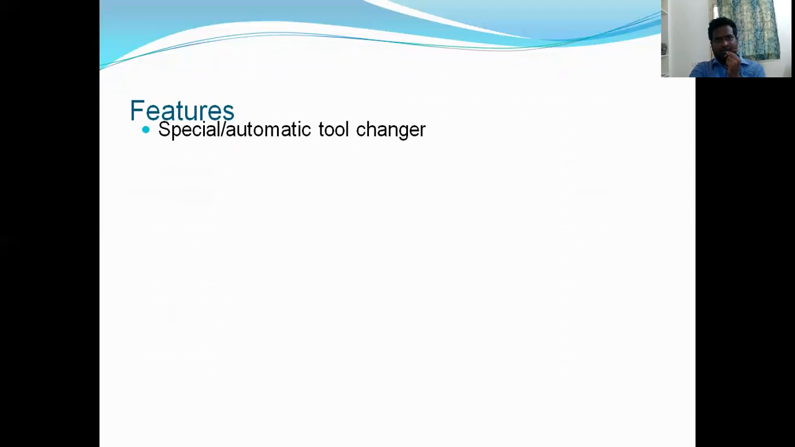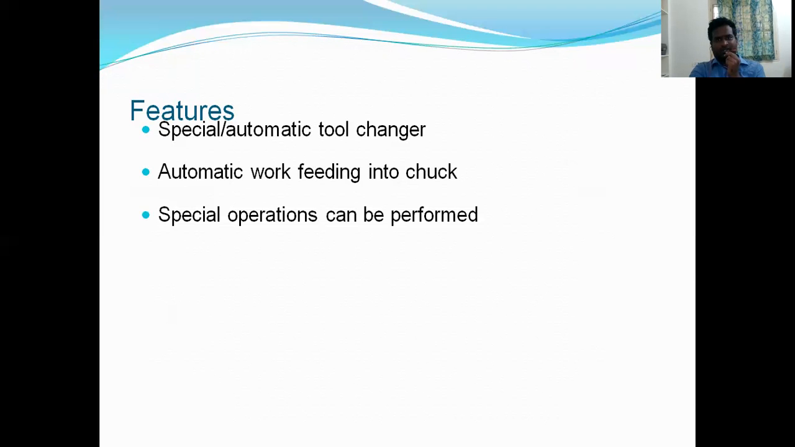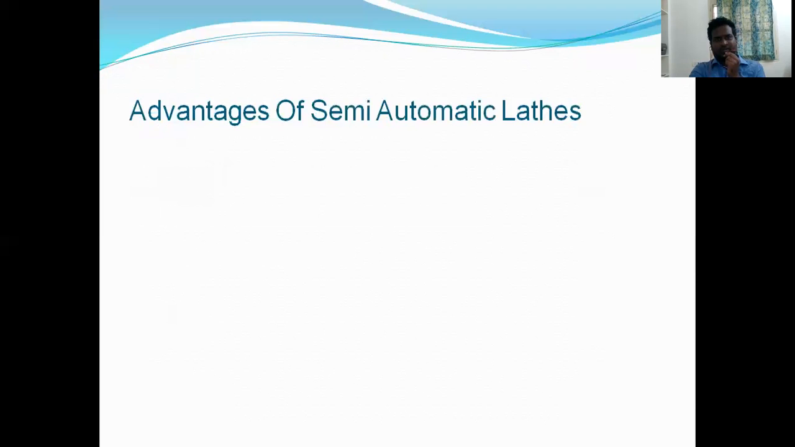A feature of the semi-automatic lathe is an automatic tool changer. Whichever tool is needed, it appears when doing the particular operation. Work feeding into the chuck is also done automatically. Special operations can be performed, and a wide range of jobs can be done.